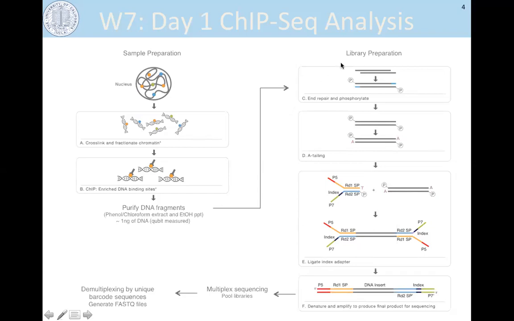So you want to repair the ends of these DNA fragments, which will have random overhangs from the sonication. You want to fill in those overhangs and phosphorylate the ends and also A-tail the ends.